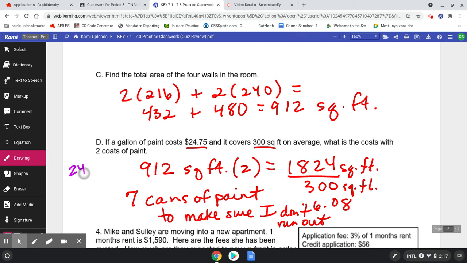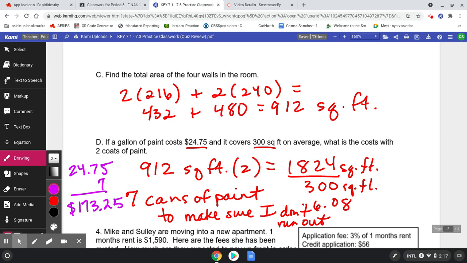So 24.75 is the cost per can times the 7 cans of paint, 24.75 times 7, and our total cost for paint is 173.25. Again, I'm going to double check this again to make sure I did the calculation correct. 24.75 times 7, and yes, I get 173.25 for the cost for 2 coats of paint.